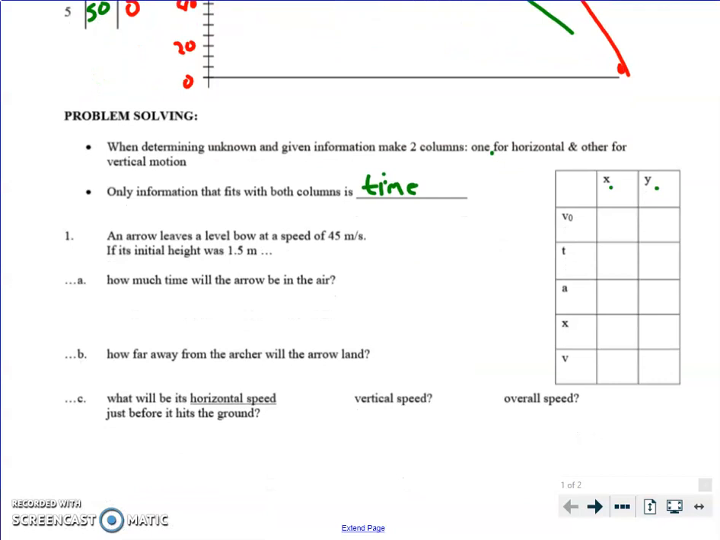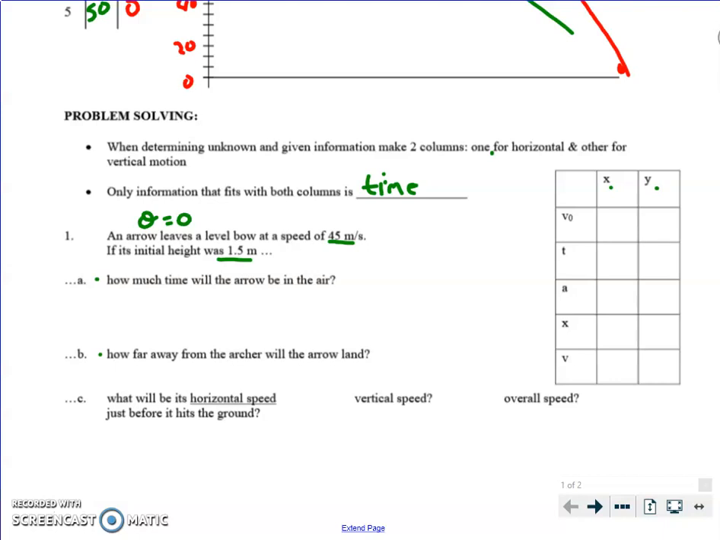Okay, so let's do a problem and I'll set it up. I say I'm firing an arrow level to the ground, and it leaves a bow at a speed of 45 meters per second, and initial height was 1.5 meters. Okay, again, let's make clear the angle, theta, is 0, so we're not firing it up, nor are we firing it down. We want to know how much time it is in the air, and how far away does the arrow land from the archer. Okay, it's going to hit the ground. We're going to assume there's no obstacles along the way. Then we can ask some speed questions.